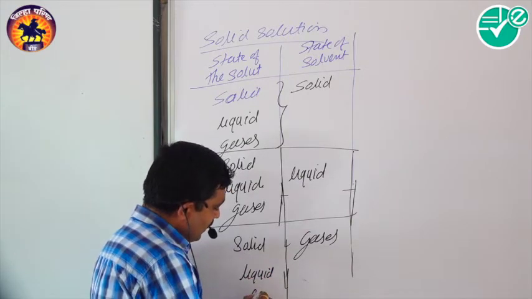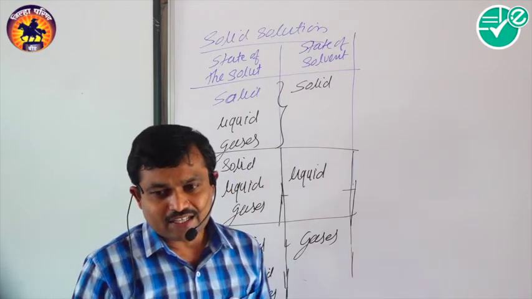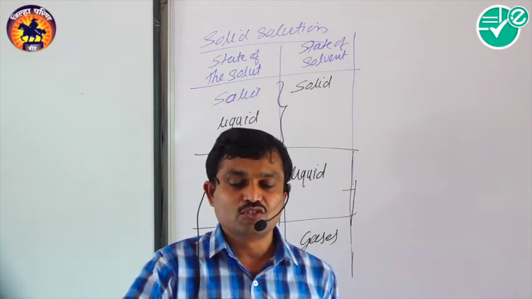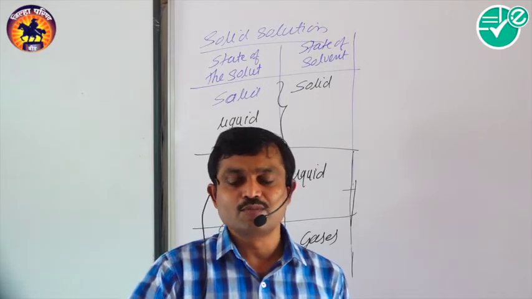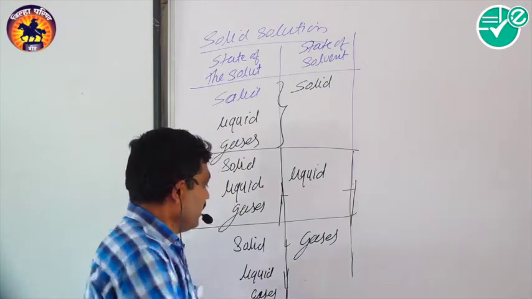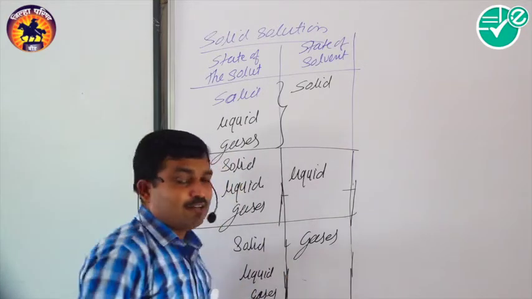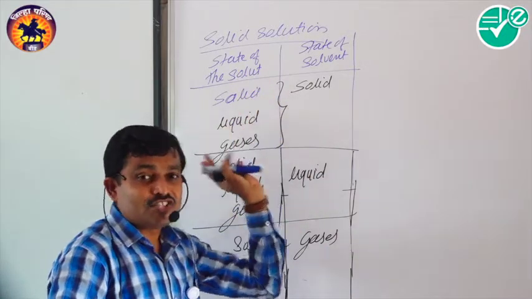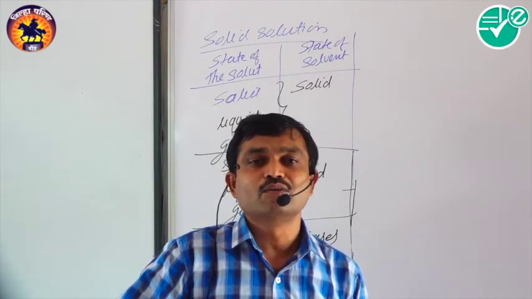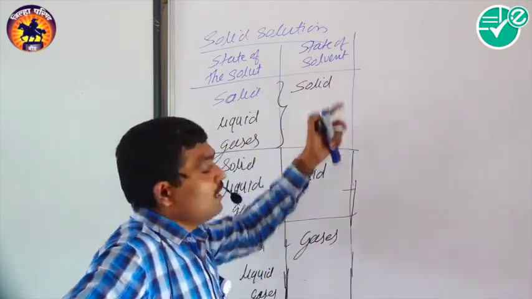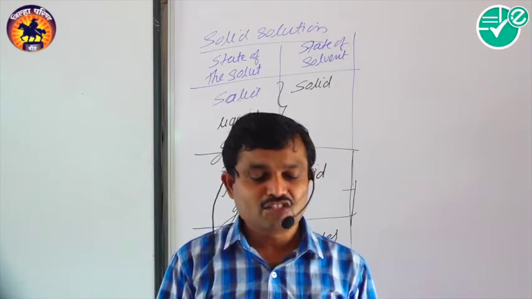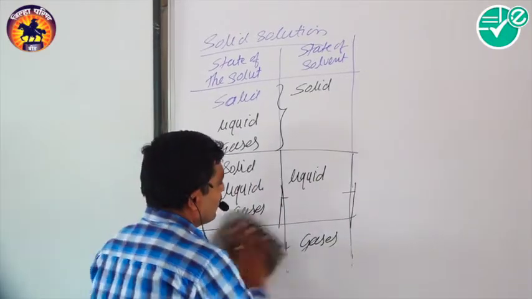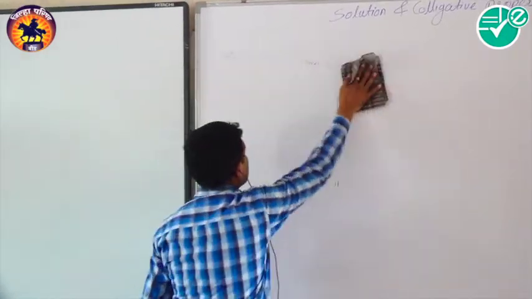And the last one, gases in gases. Gases in gases is the well-known example of air. We know that oxygen, nitrogen and other gases are miscible. So these are basically the nine types of solution, depending upon the state of the solute and the state of the solvent. It is a very simple one, and just by reading we can understand the types of solution.